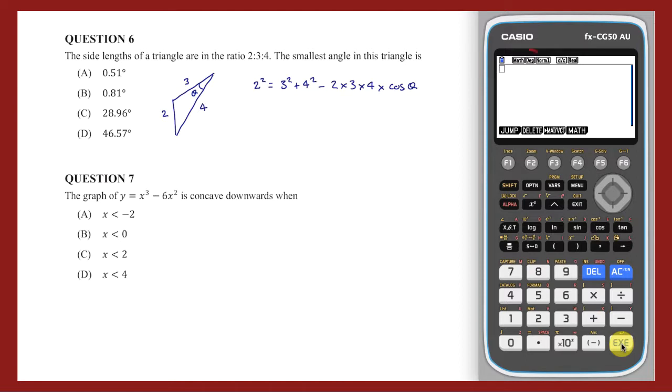With that done, as shown at the top left of our screen, we can calculate theta using our rearranged equation. The value calculated corresponds to answer C.